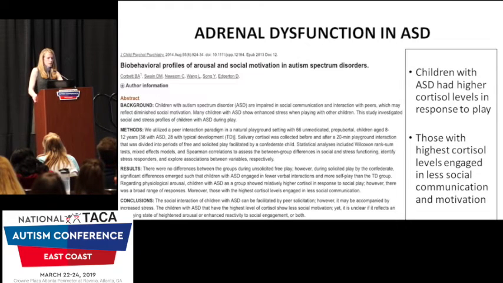Here, this is another study that looked at cortisol levels in the saliva before and after play, both unsolicited play and also solicited play with other children. What they found was that children on the spectrum had higher cortisol levels after solicited play with other children. But if it was unsolicited play and they were playing by themselves, they had the same level of cortisol as a neurotypical child. So it was really based off of that social encounter. And they found that the ones that had the higher levels of cortisol had less social motivation and less social communication.